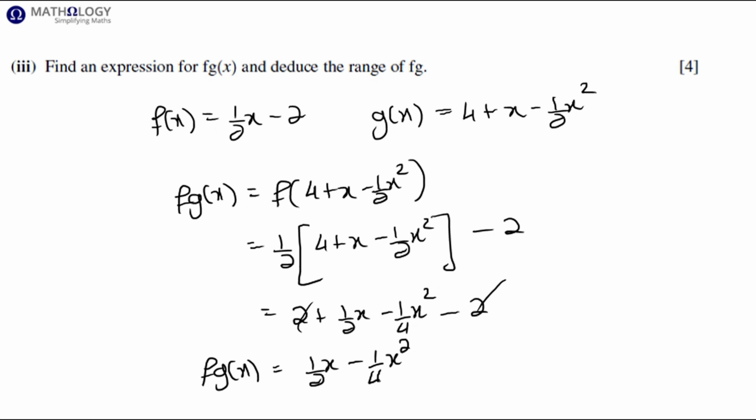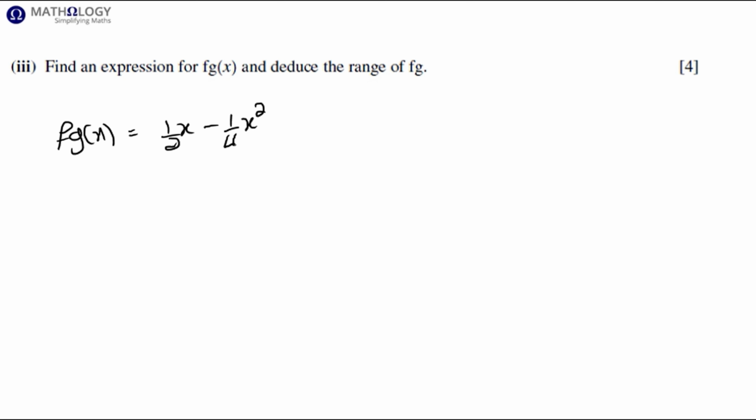Now, we were told that the domain of each of the functions f and g was x is an element of all real numbers. So the range of f of g will depend on the turning point of that function. We're going to need to know the turning point of this function. We can complete the square, but we've already got fractions here, so it might be easier to just find the axis of symmetry and then substitute that x value into the function to get the turning point.